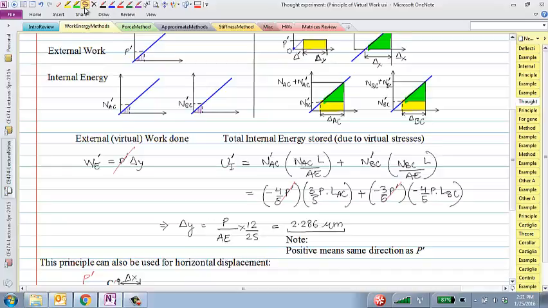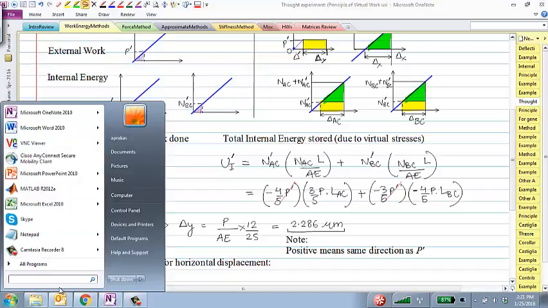So the P is doing everything but virtual work, right? Not virtual work, only real work.